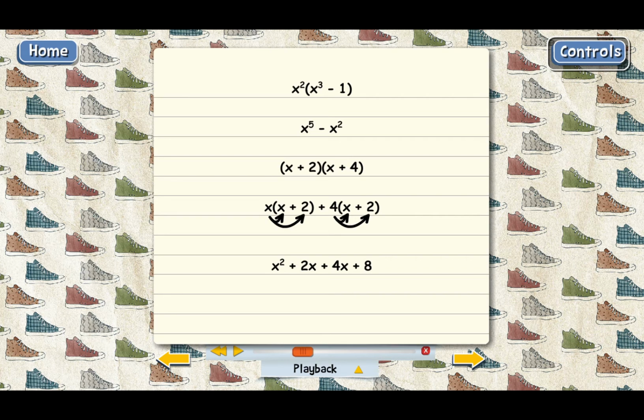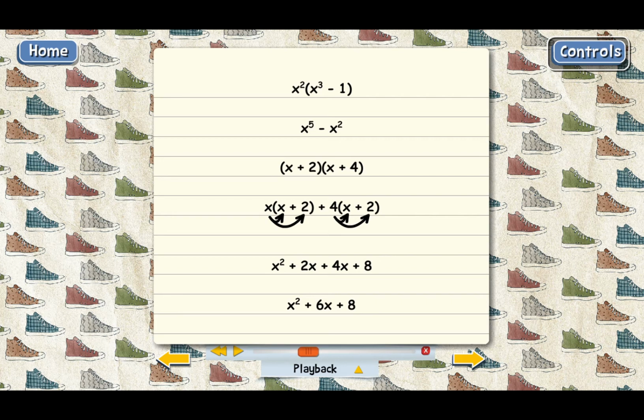But then we can simplify some more because notice these two are like terms, 2x and 4x. Why don't you combine these? Good. And so we end up with x squared plus 6x plus 8. And this is fully simplified. So that's one way to handle this problem. You can distribute the entire quantity x plus 2, and then you need to keep going until everything's fully simplified.